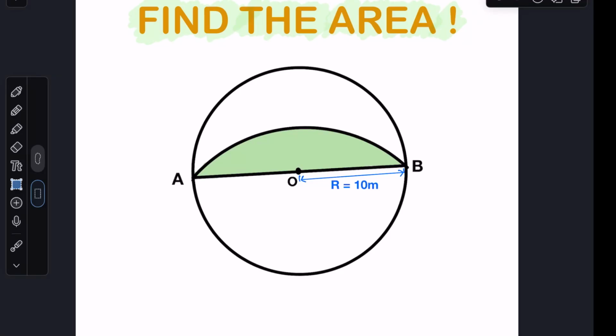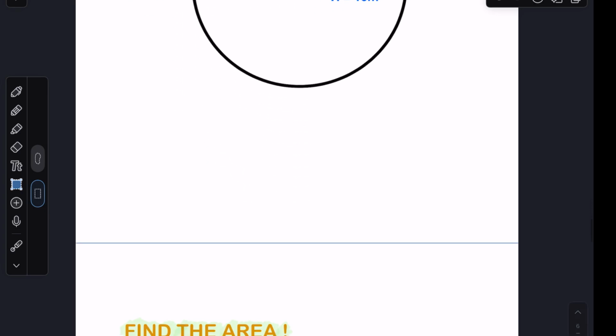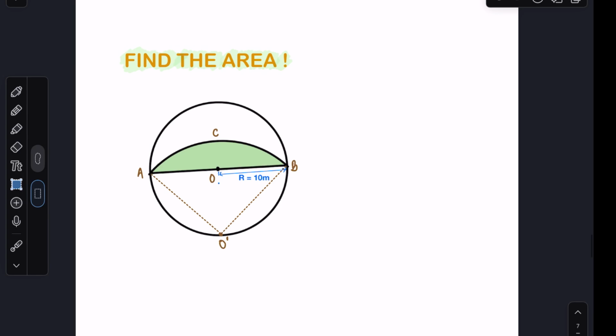So you are here, that means you want to find the area of this green shaded region. So let us find this together. In this question we want to find this green area, and here we have a circle, and its center is O.